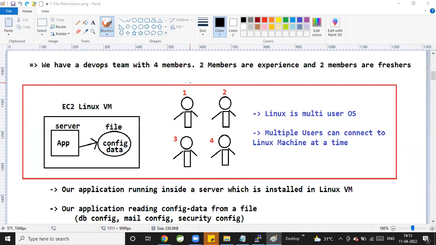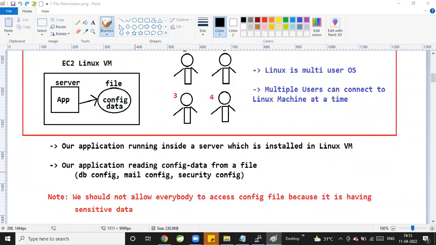Now, there are 4 members available in the team who are performing DevOps operations on the project. They are performing operations on the application deployments. Our application is running inside a server which is installed in the Linux operating system. So this is my Linux machine. In the Linux machine, my server is available and my server is having an application. The application is talking to the configuration file to load the application configurations, reading the config data from a file: db config, mail config, security config and all.